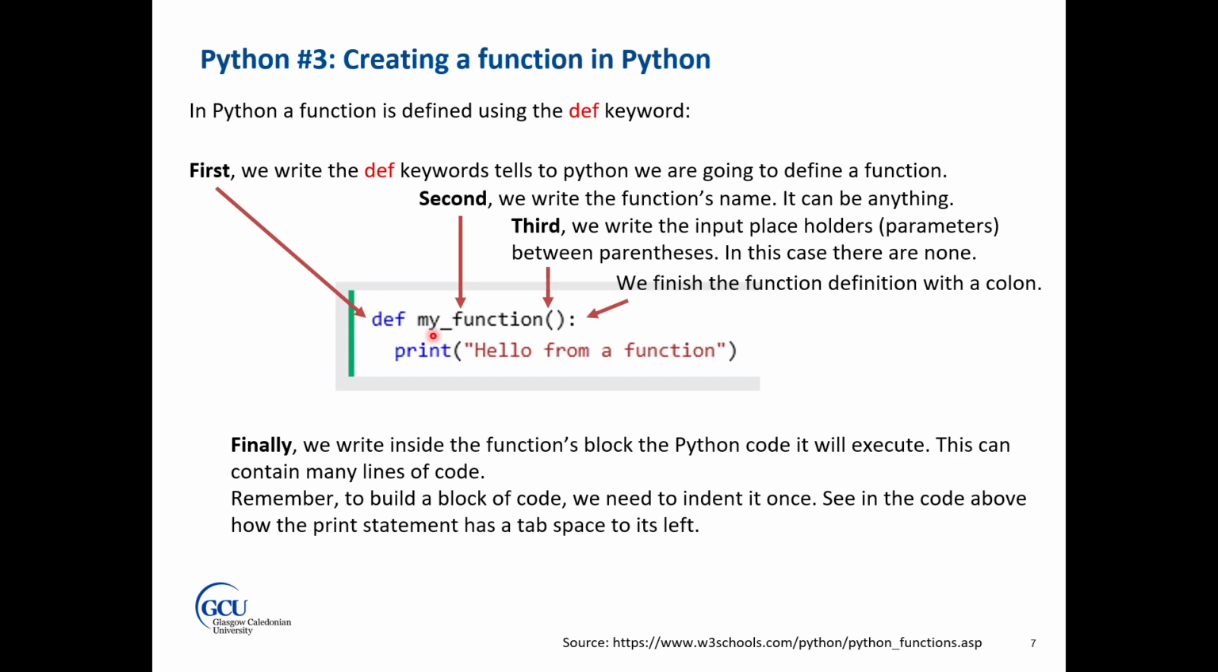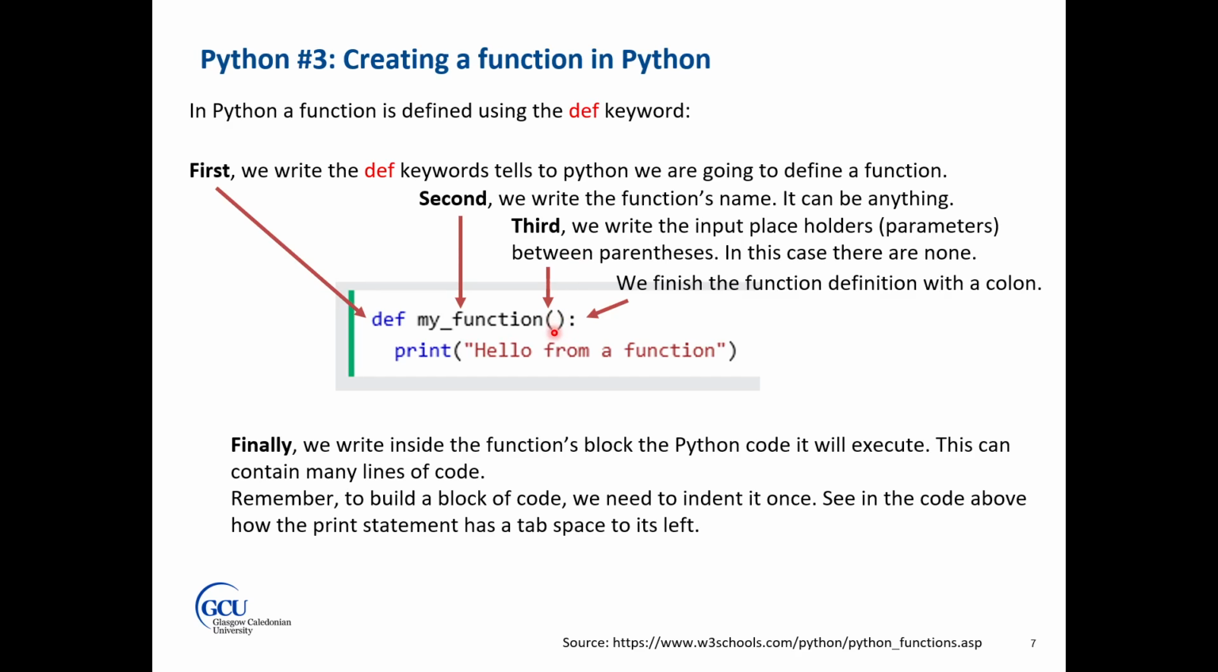The next thing is that we need to write the function's name. This can be anything. Here it says my function, but it can be anything like move robot, jump robot, or I don't know, weather prediction. It doesn't matter. The next thing that we need to do is write the input placeholders, the parameters or arguments, between parentheses. In this case, there are none.